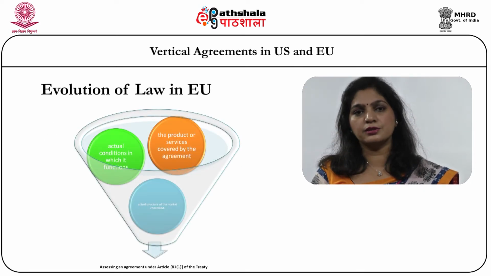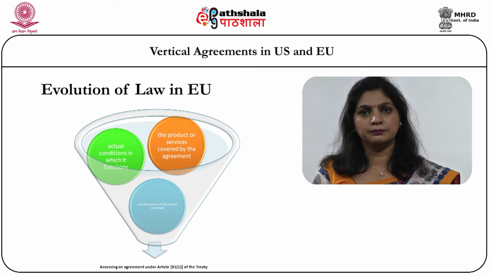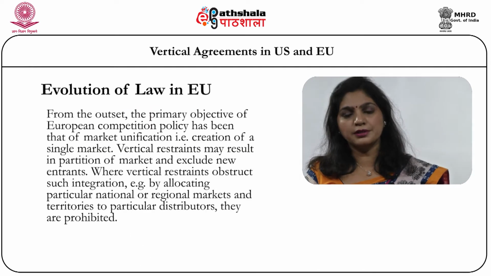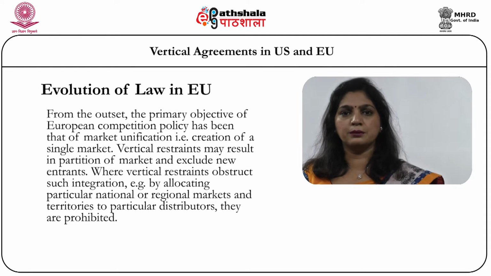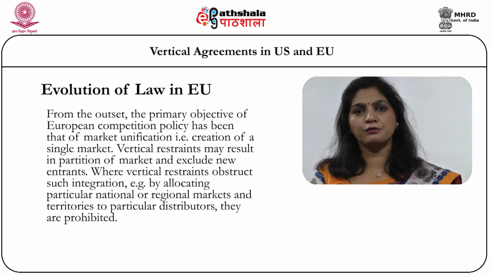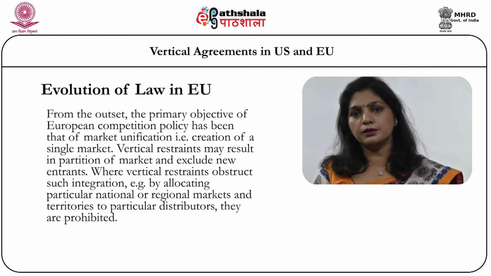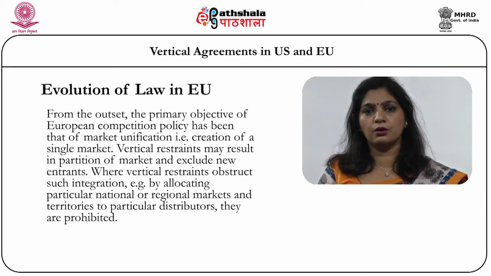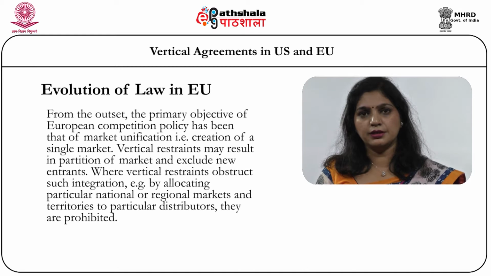First, the actual conditions in which it functions, the product or services covered by the agreement, and the actual structure of the market concerned. From the outset, the primary objective of European competition policy has been that of market unification, that is, creation of a single market. Vertical restraints may result in partition of the market and exclude new entrants. Where vertical restraints obstruct such integration, for example by allocating particular national or regional markets and territories to particular distributors, they are prohibited.